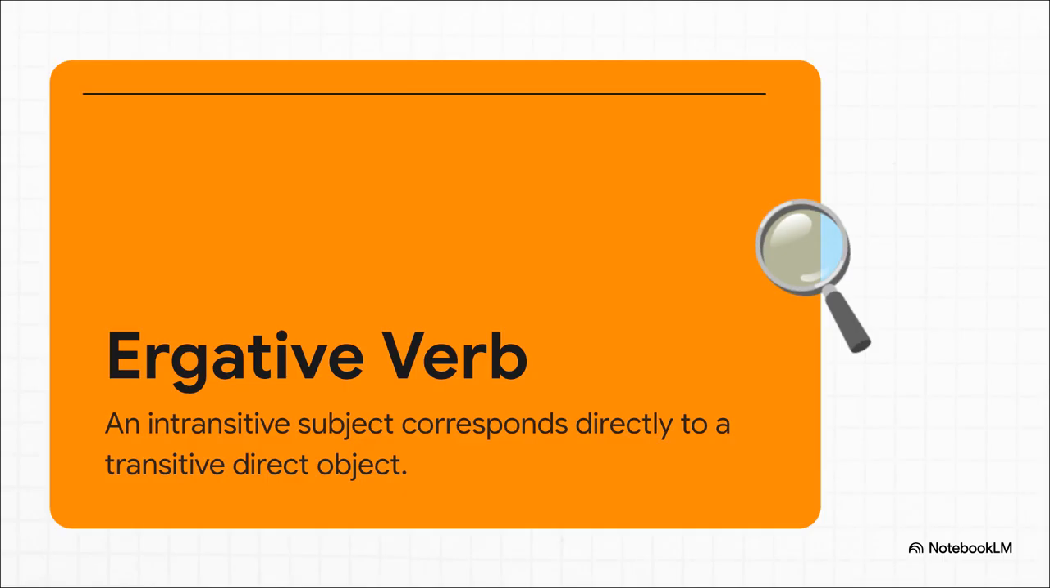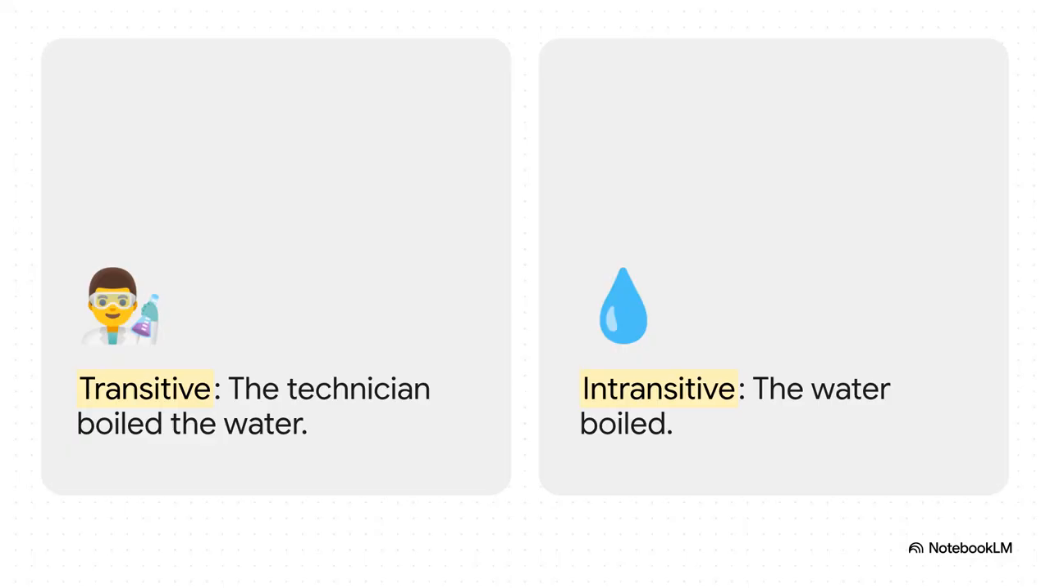Basically, it's a very special kind of ambitransitive verb, where its intransitive subject corresponds directly to its transitive direct object. I know that sounds like a mouthful, but linguists often refer to these verbs as having a middle voice, meaning they sit somewhere right in between the active and passive voices. Let's look at how this actually plays out, because it's pretty cool.